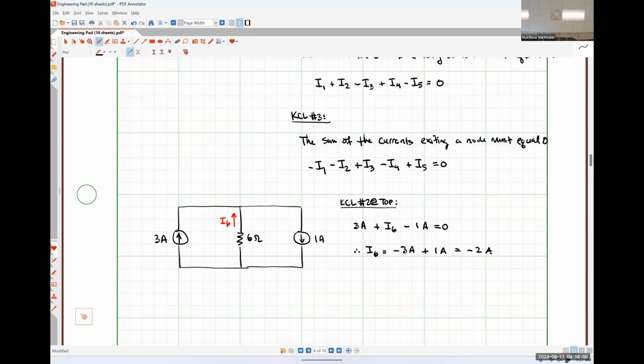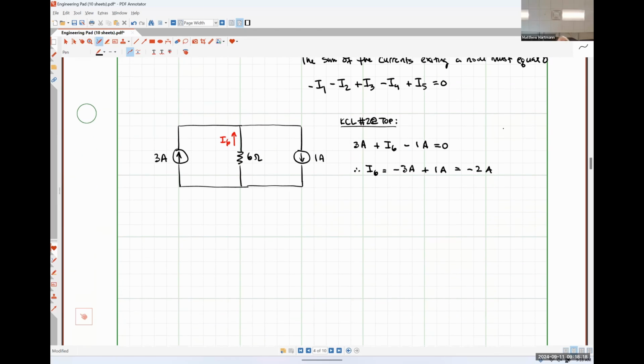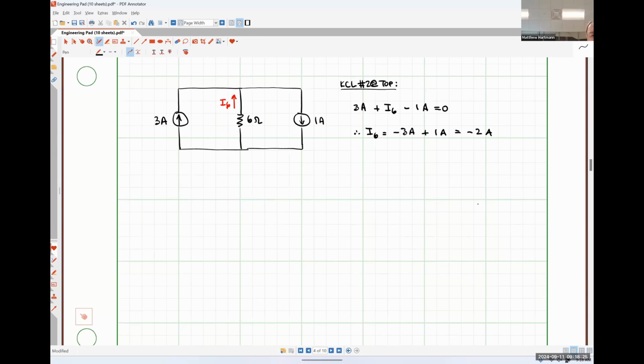I would encourage all of you to be that formal and remind yourself which version of KCL you're using and at which node until you get comfortable with being able to go back and forth between the different variations, okay? So let's look at another problem where we are going to add Ohm's law into the mix. Okay? So let's say that we have this current, 4 amps.